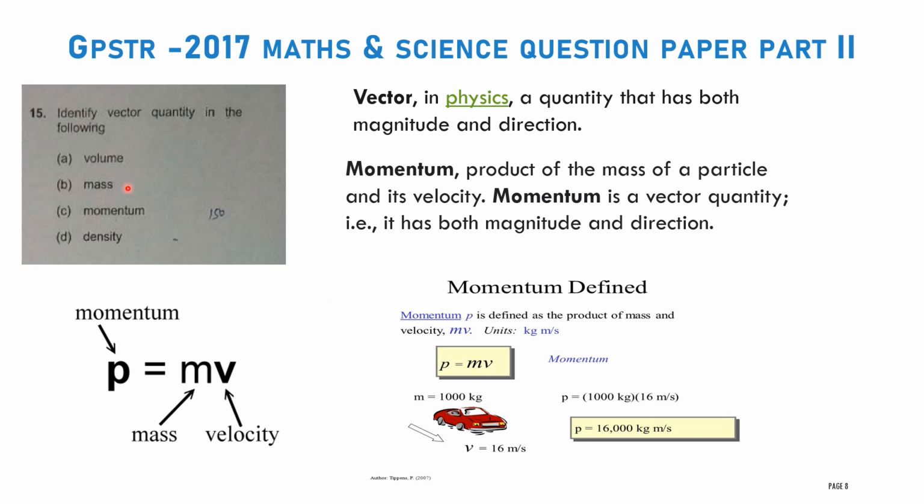Now consider the remaining options. Volume shows only magnitude, only a number. Mass, as you already know, shows only magnitude, and density also shows only magnitude. Therefore, the correct answer for this question is momentum. It has both magnitude and direction.